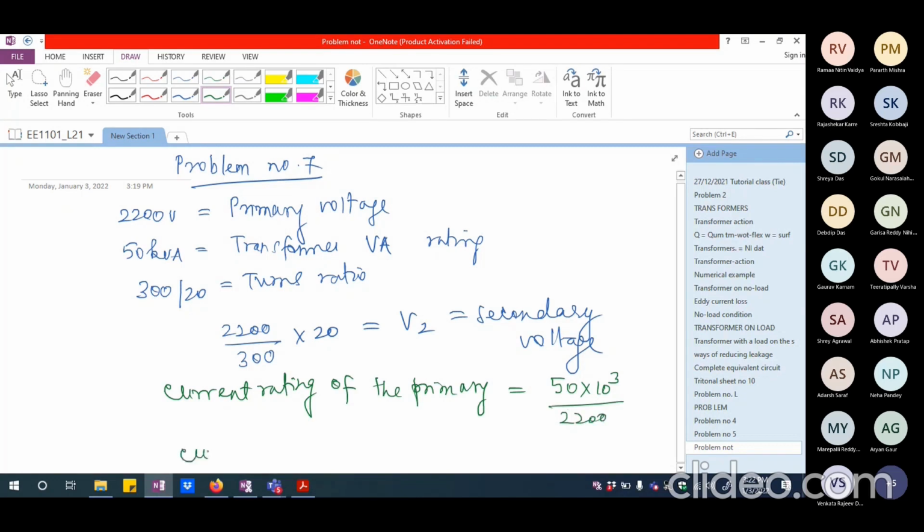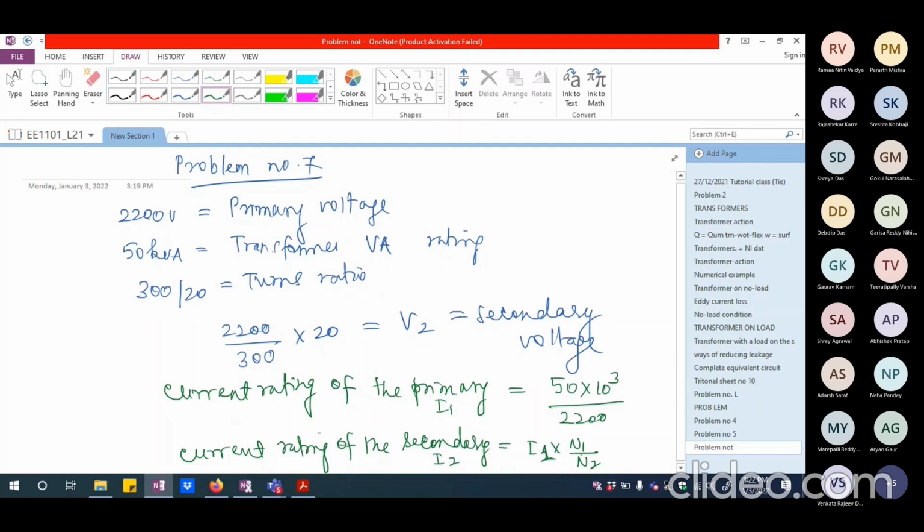Similarly, if I want the current rating of the secondary, what should I do? Yeah, you can use the turns ratio. So how will you do that? If I call this I1, if I want I2, what should I do? I2 equal to I1 multiplied by N1 divided by N2. Okay, fine.